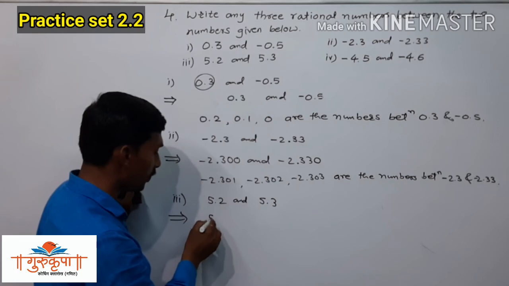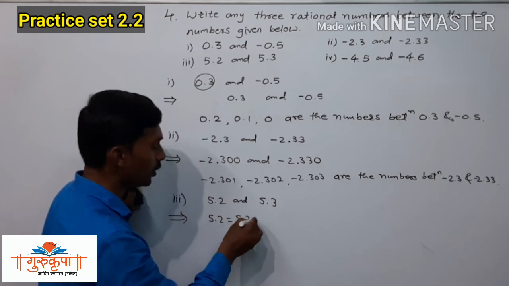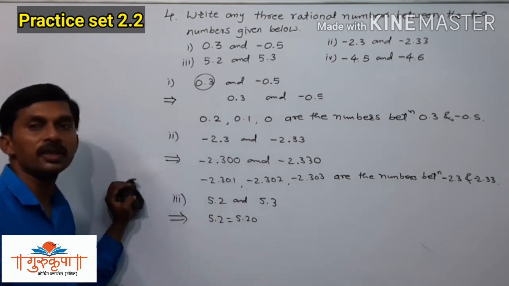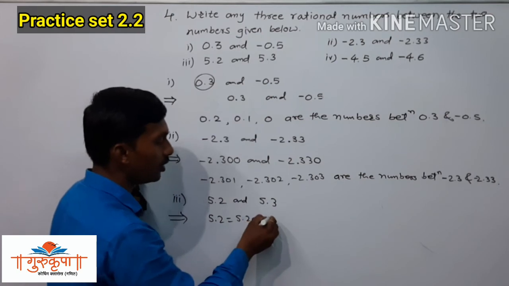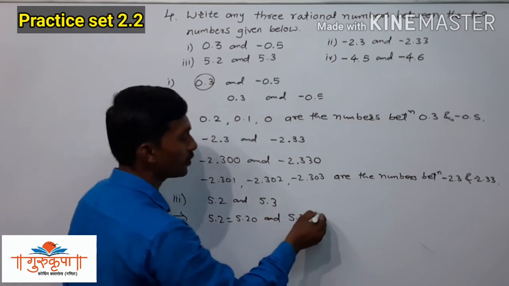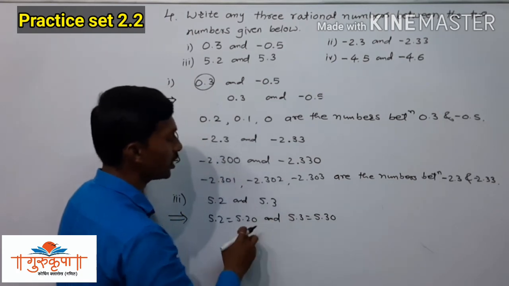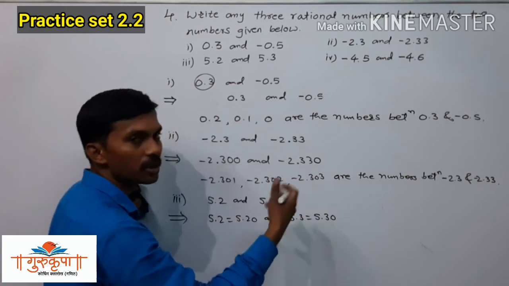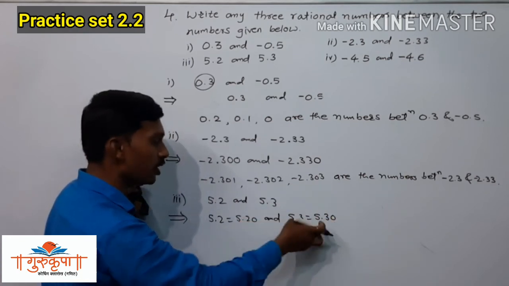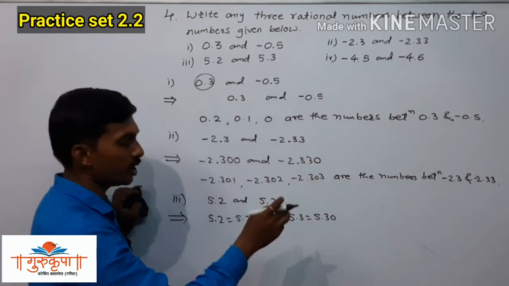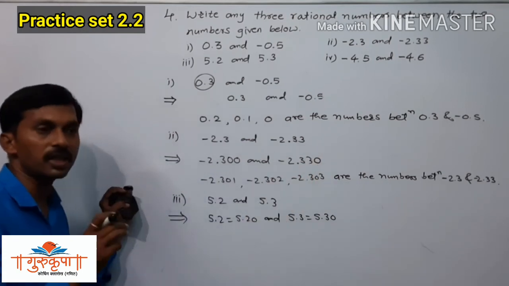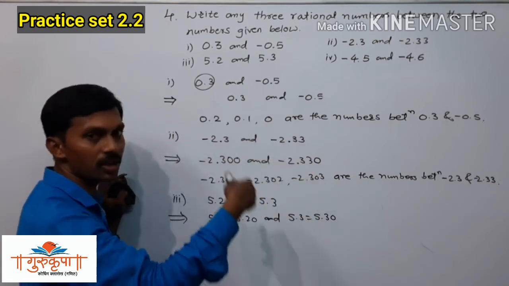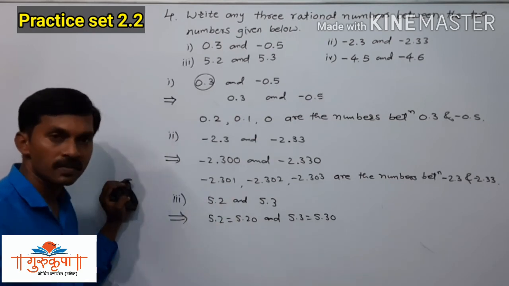So here we will write 5.2 as 5.20. We take a 0 here, since the value is not going to increase or decrease, and we write 5.3 as 5.30. And now you can easily write the numbers between them. 5.20 is smaller, 5.30 is bigger. So for the numbers between these two, there is no need to draw the number line, since both the numbers are positive. You can easily write the numbers between them, that is 5.21, 22, 23, 24, 25, 26, 27, 28, 29.